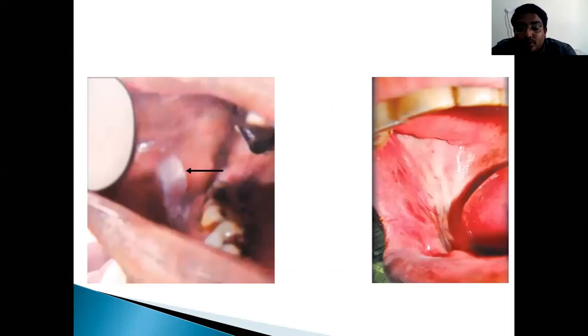See, in the picture the arrow mark is showing the white colored patch, that is called leukoplakia.